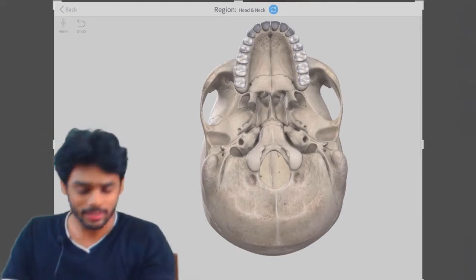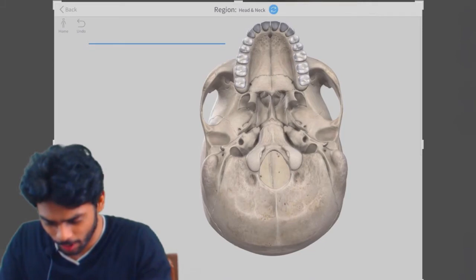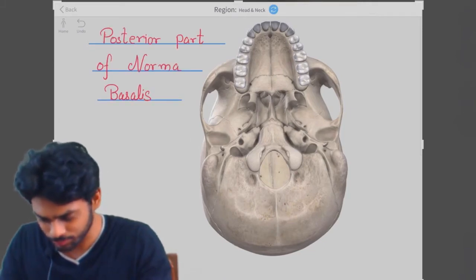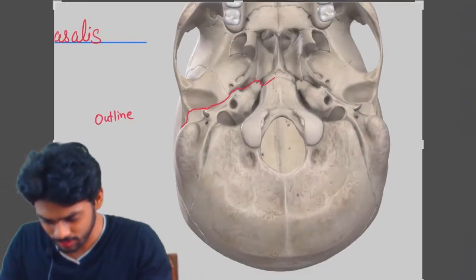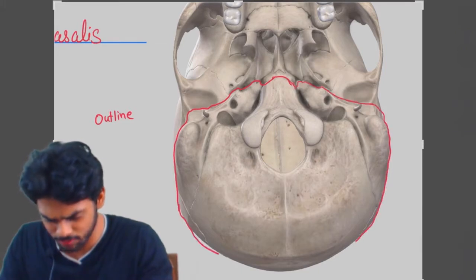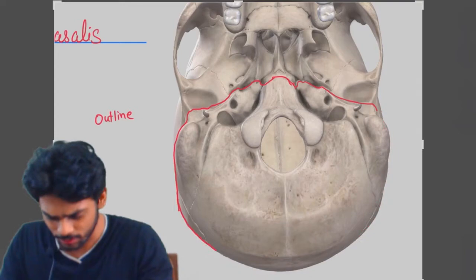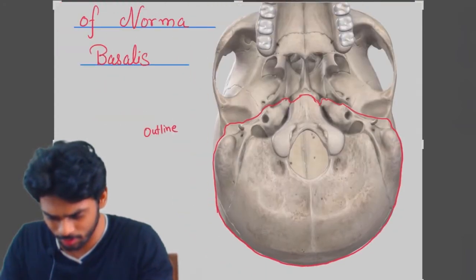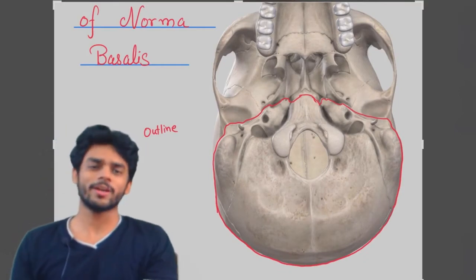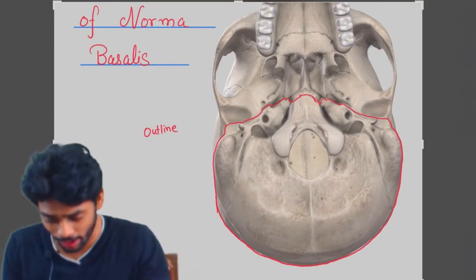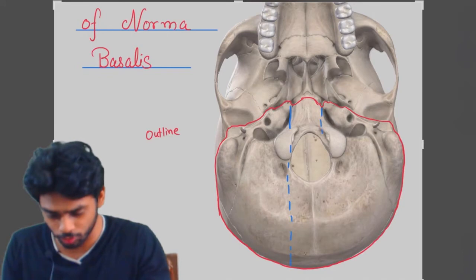And let me outline the posterior part of Norma Basalis. See here. This is the outline of the posterior part of Norma Basalis, which comprises two bones, the temporal bone and the occipital bone. Okay. Now, we will divide this outline into three parts.